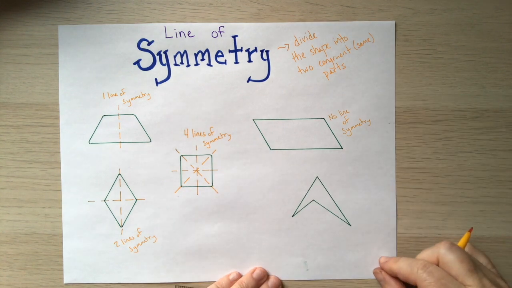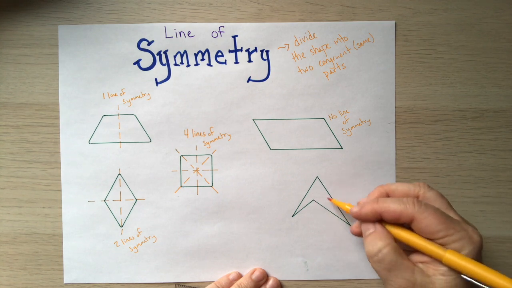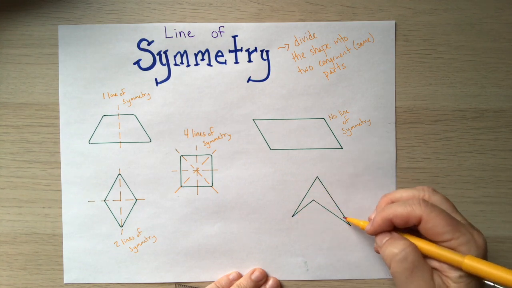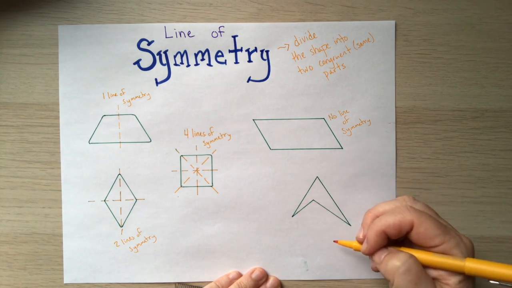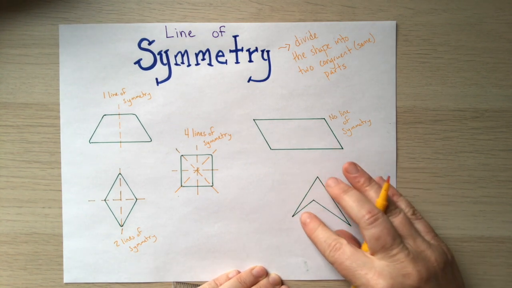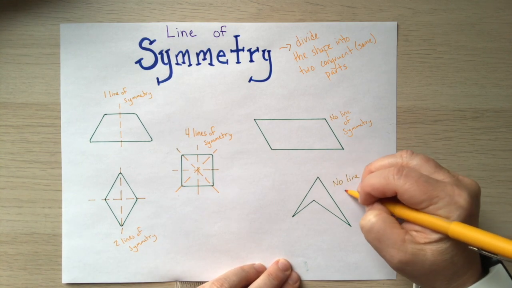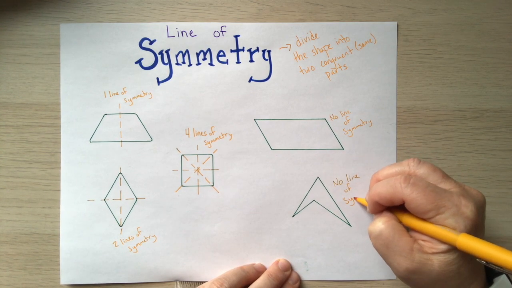And for any shape that is a quadrilateral, meaning it has 4 sides, if the sides are not equal to each other and the angles aren't equal to each other, you're definitely not going to find any line of symmetry for something like this shape. So this one has no line of symmetry either.